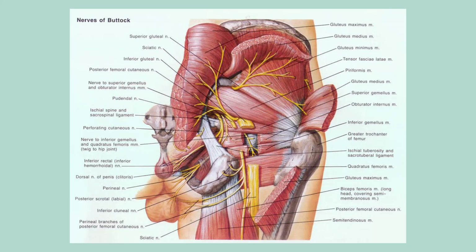The next nerve I would like to draw your attention to is the inferior gluteal nerve. The inferior gluteal nerve follows the same trajectory as the sciatic nerve, going underneath the piriformis muscle. However, unlike the sciatic nerve, which then goes down the posterior aspect of the leg, the inferior gluteal nerve innervates gluteus maximus.